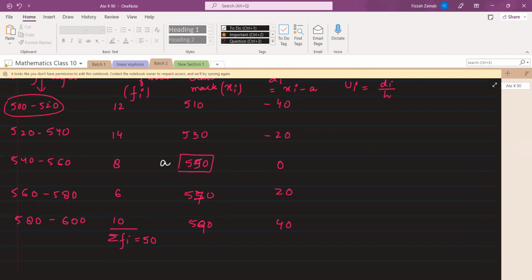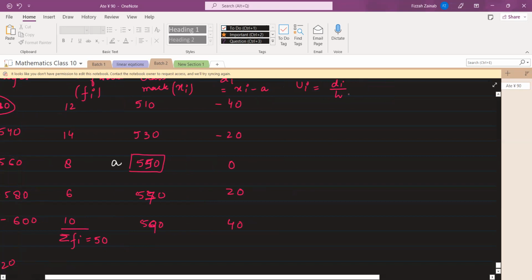20, right? It is from 500 to 520. So if you subtract 520 minus 500, you get 20. So h here is 20. Yes, Rida, is that okay? Yes, ma'am. Okay, so h is 20.